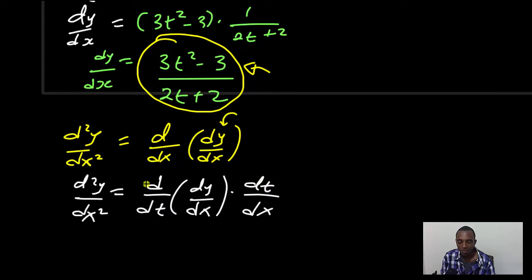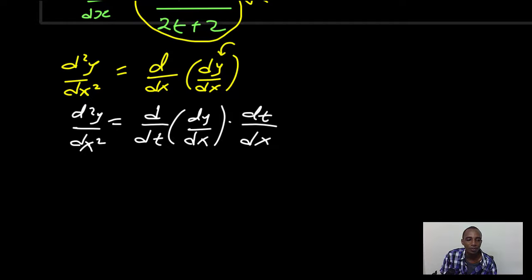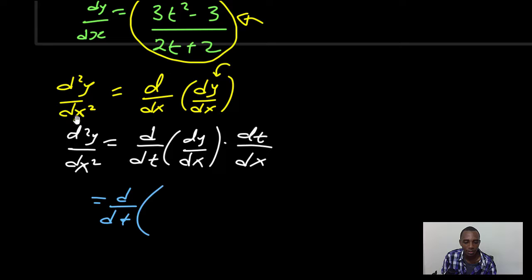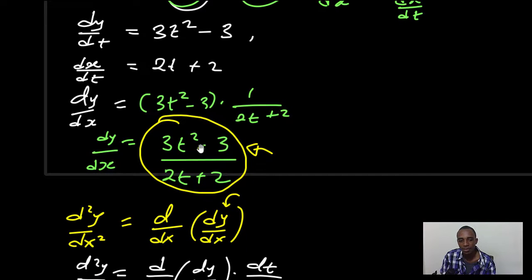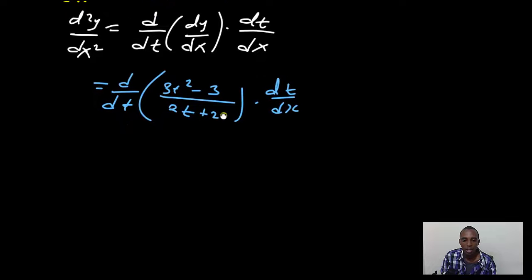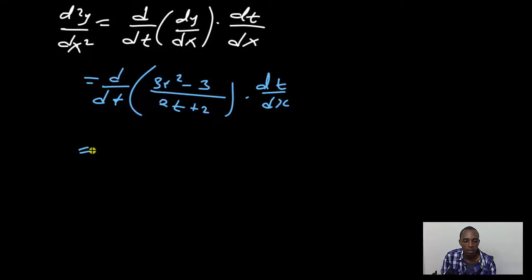Okay, so I'll remove this because it's absolutely not true that we cancel this out, but just to show you how this comes out. So I will now do that. I take the derivative with respect to t of the first derivative. What's the first derivative? We have (3t squared minus 3) divided by (2t plus 2), and I will multiply this by dt/dx, which we already calculated. We have dx/dt, so we can easily find dt/dx. Okay, so let's go ahead and take this derivative here.